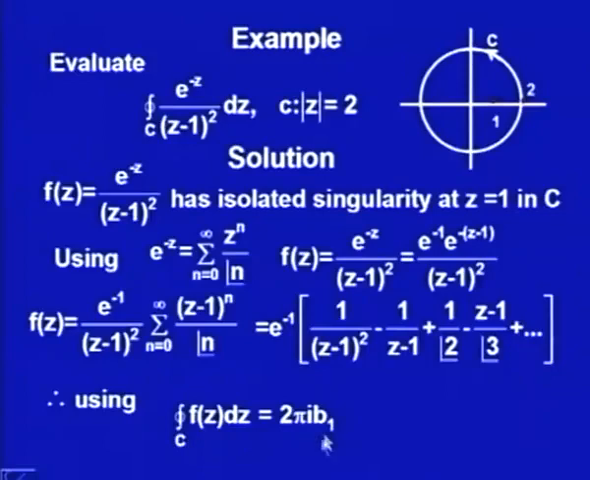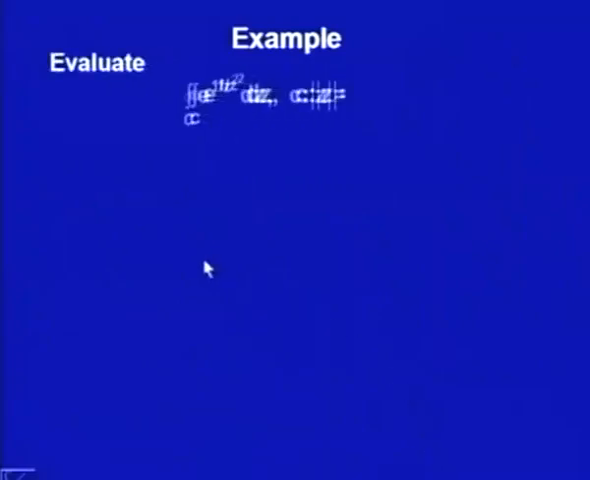If I use this formula, which says the integral along this contour C of f(z) dz is 2 pi i B1, then 2 pi i into minus e to the power minus 1, or minus 1 upon e. I have got the integral as minus 2 pi i upon e. You see, that is because for this function we could write its Laurent series expansion, or we could find out the principal part, or we could find out the residue. So we could find the integral where the function is not analytic at one point inside this contour. Let us see one more example.